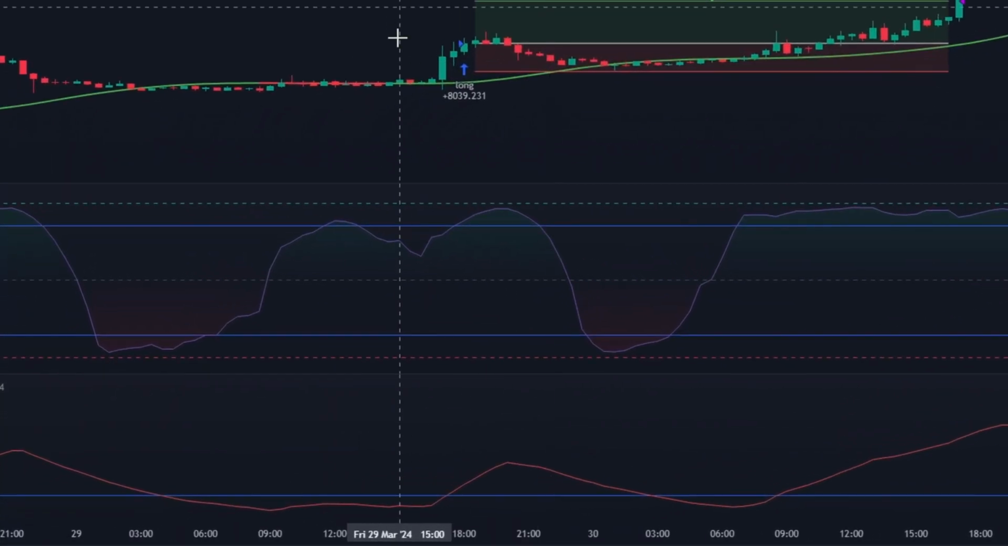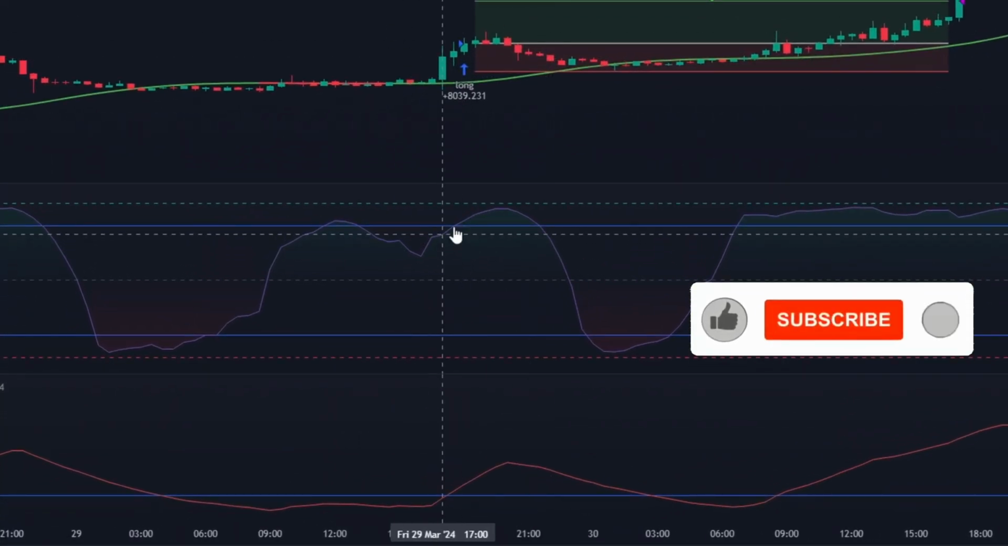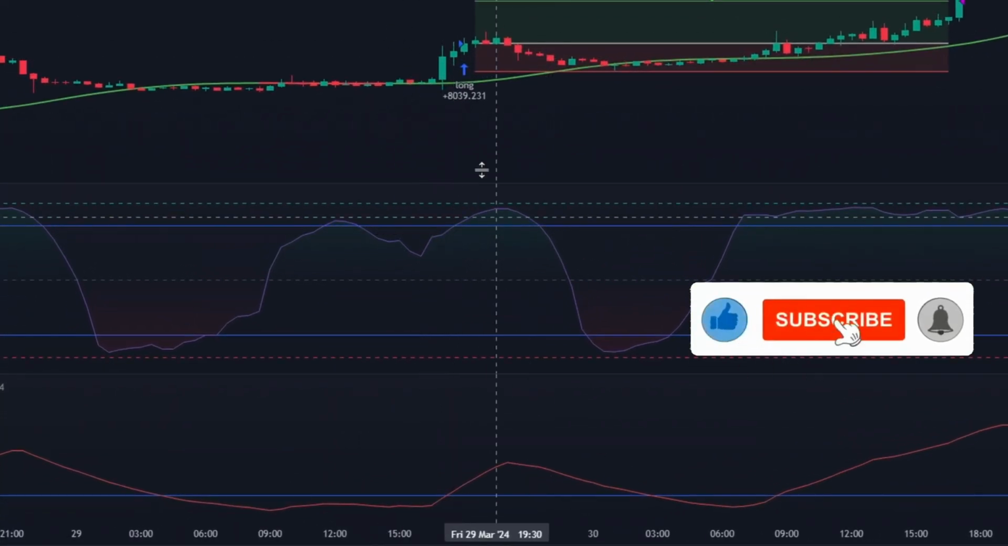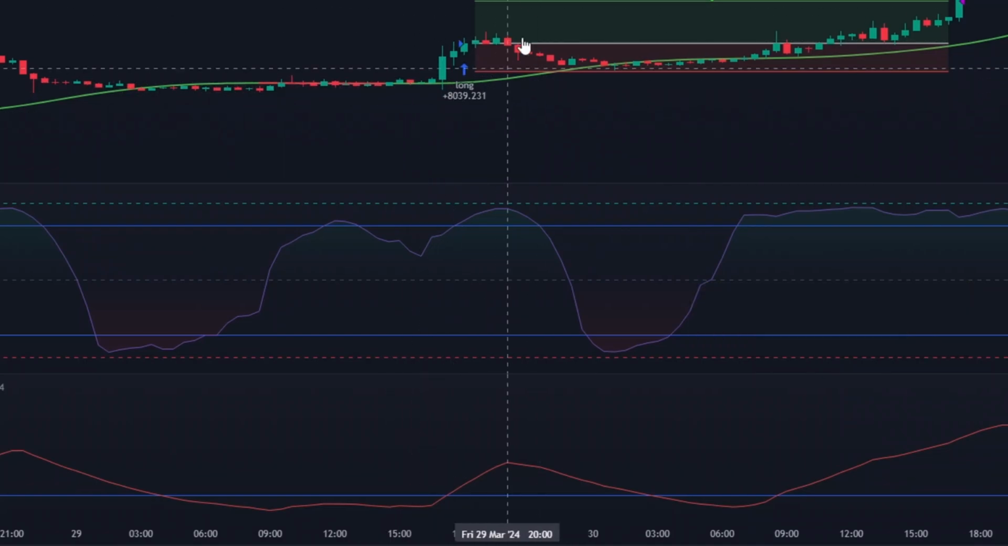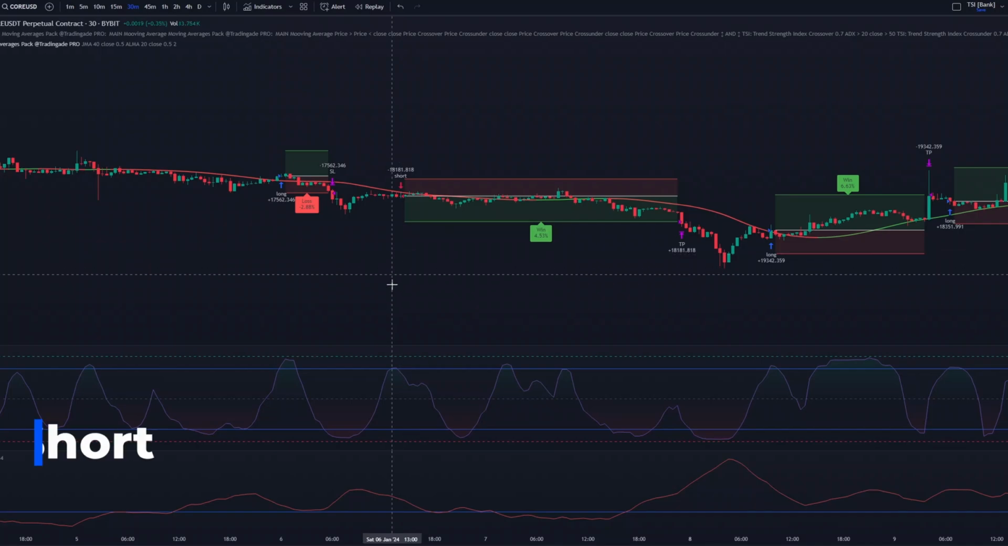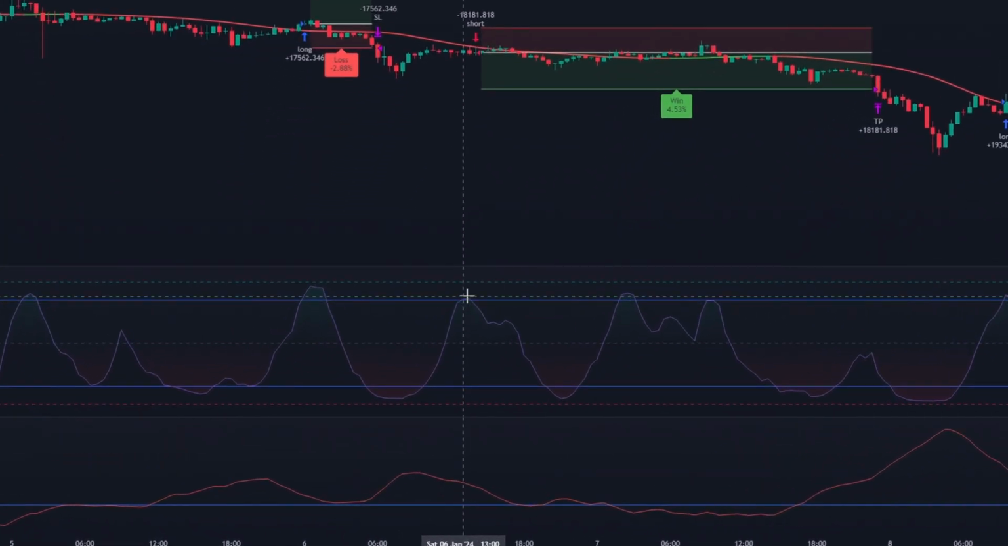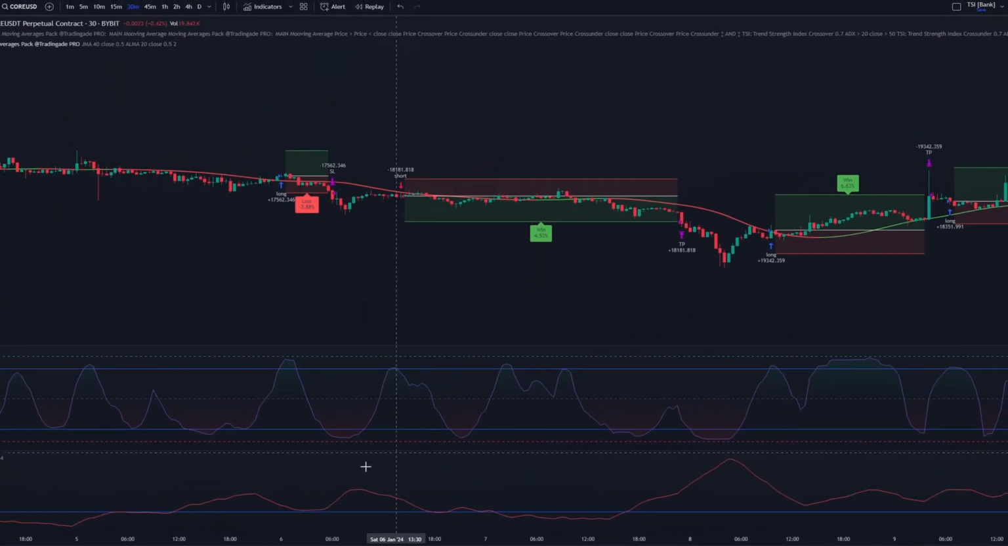As you can see here, we have a long position: the TSI crosses over the 0.7 level, the price is above our main moving average, and the ADX is above the 20 level. Whereas for a short position, we have the TSI crossing under the 0.7 level, the price is below the moving average, and the ADX is above the 20 level. That's cool. As you can see, all our rules are met at the same time.